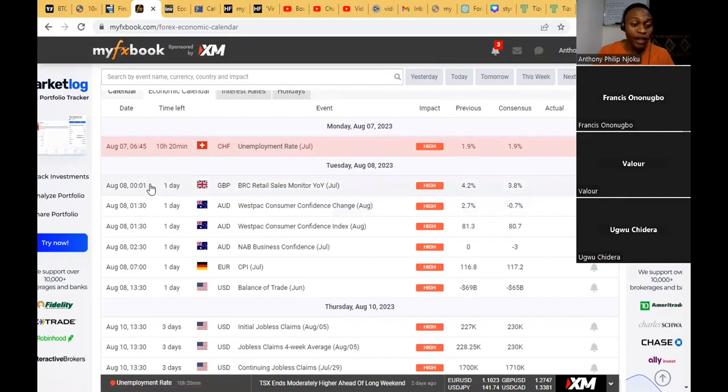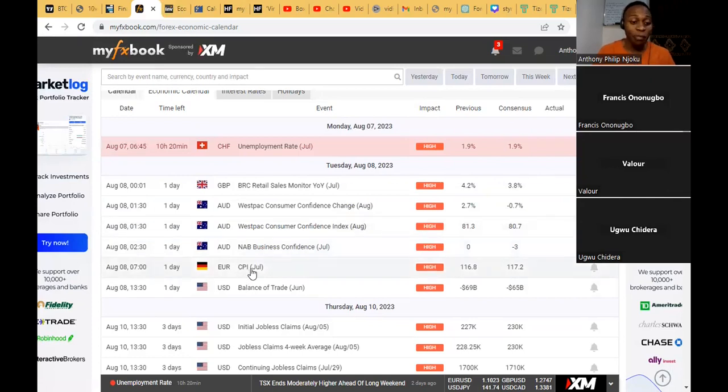Then this is for Asian session. This will announce in Asian session. Then by 1:30 a.m., we have AUD Westpac Consumer Confidence Index, and NAB Business Confidence. This is ranked about 6 in the high impact news rank in the financial market. So we should watch out for this as well. It might not be a major mover, but we should just watch out for it. Probably most of us in the West African part of the world will be sleeping by that time.